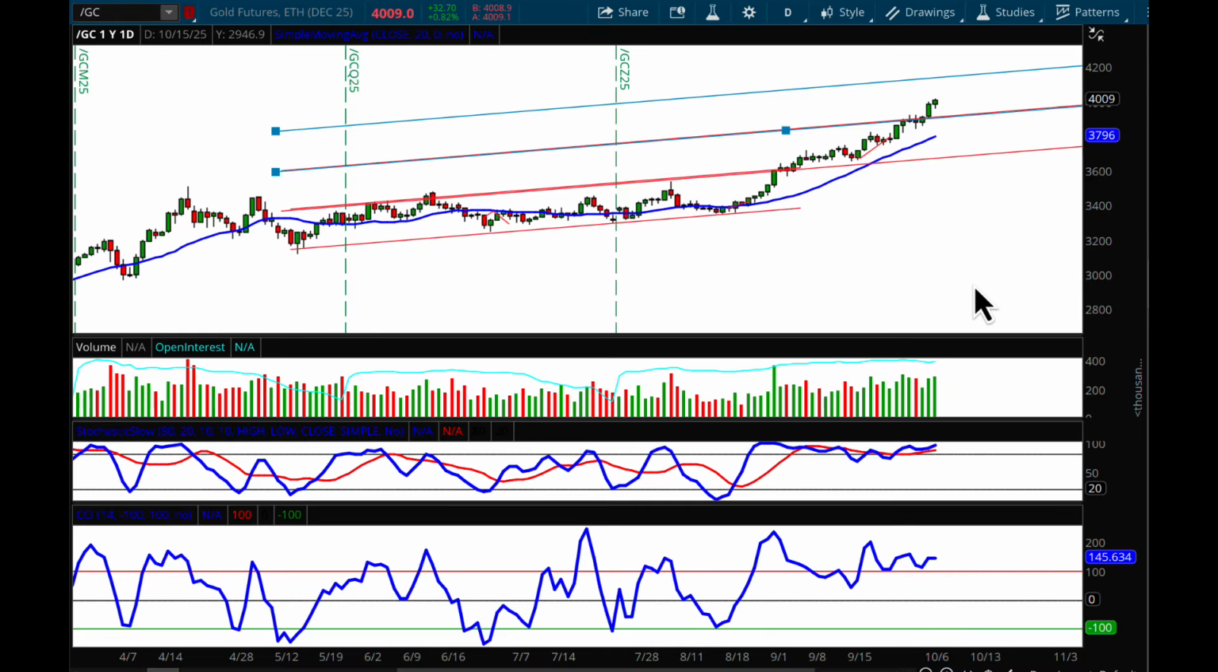Wash, rinse, repeat. So where would my shorter term target for gold be looking at this particular chart? I think you could see it up around the $4,200 level right here. And what do you have? You have another channel that's more accelerated in this ascending channel. It's more accelerated in the angle, and the volume continues to be positive. So there you go. That's how you use your channel lines for trading.